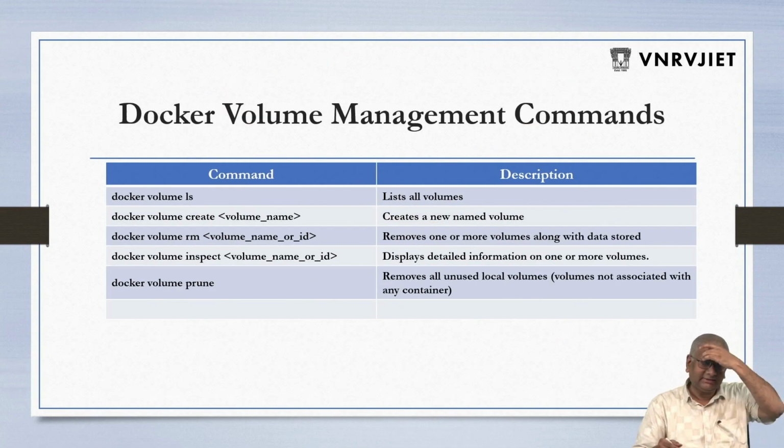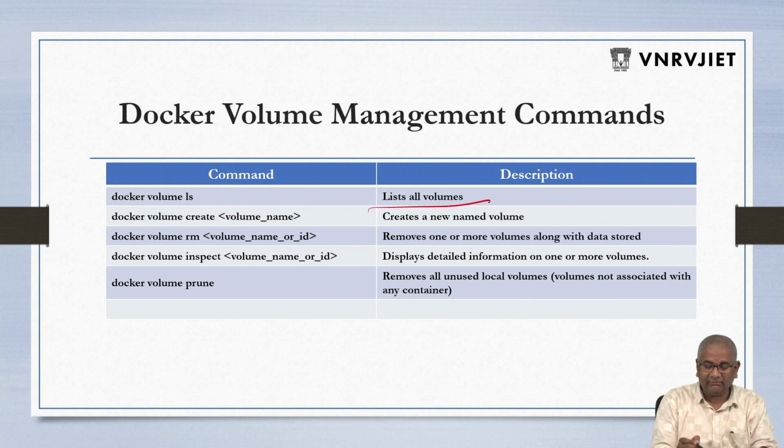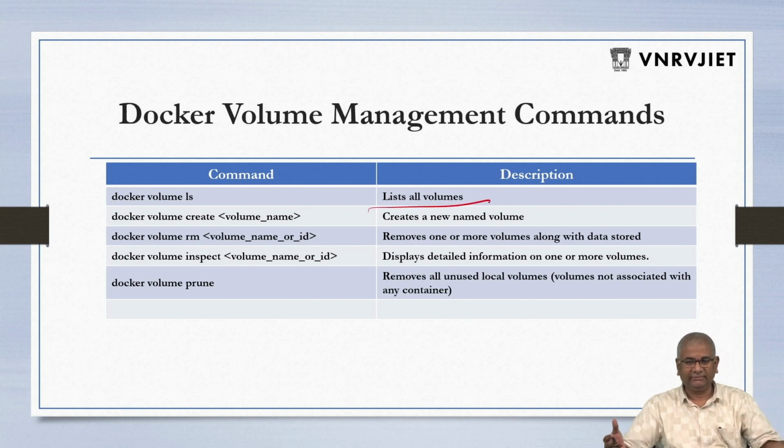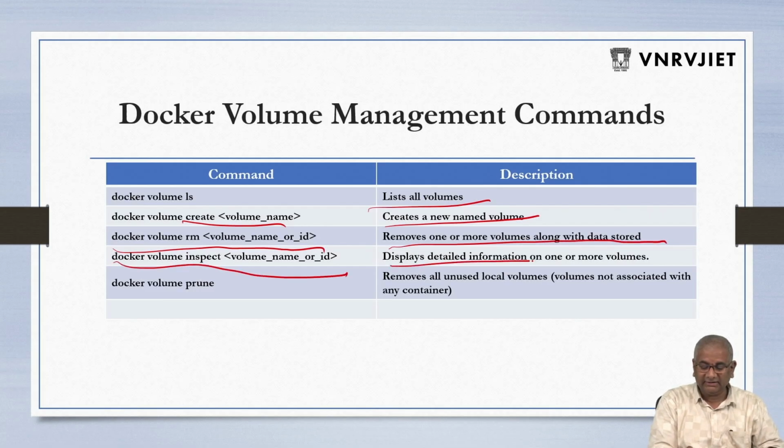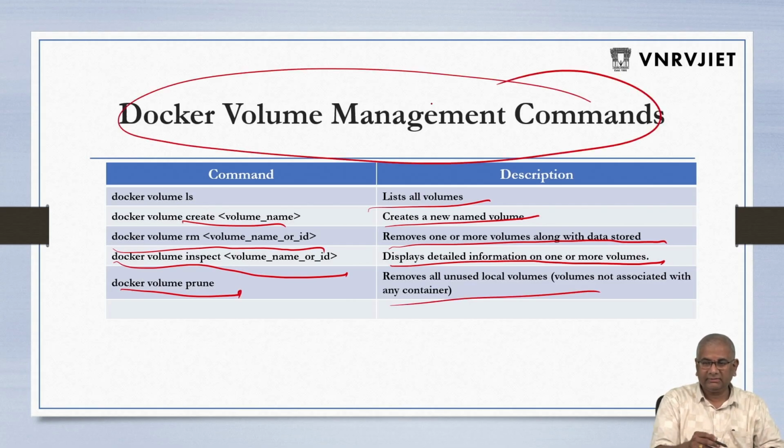Now volume management, these are useful actually for practical purposes. Docker volume ls lists all volumes, like where things can be stored. Docker volume create creates a new named volume. Docker volume rm removes one or more volumes. Docker volume inspect displays detailed information. Docker volume prune removes all unused volumes, stuff like that. So this is for volume management. In a practical example, we'll see it in one of the subsequent presentations.